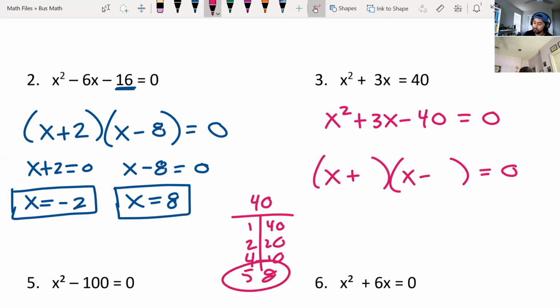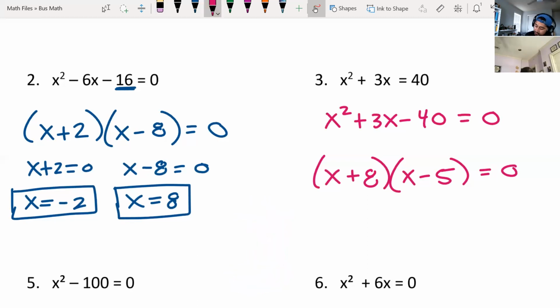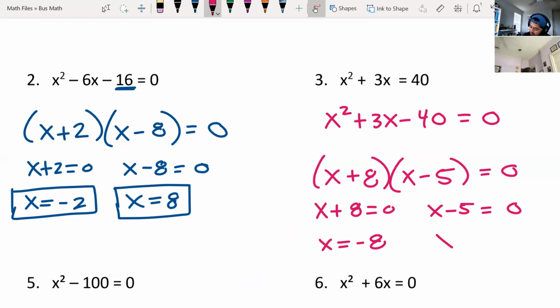There you go. So since 3 is positive, this means the bigger number will be positive and the smaller number will be negative. Okay. This is factored. It's factored correctly. Set both of these equal to 0 and solve for x. You'll get x equals negative 8 and x equals 5.